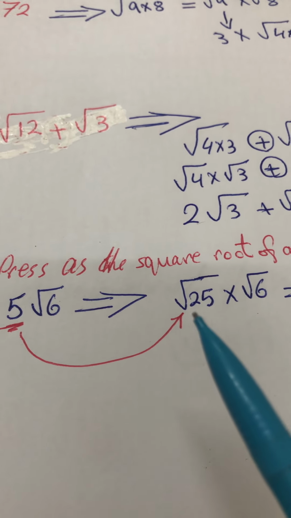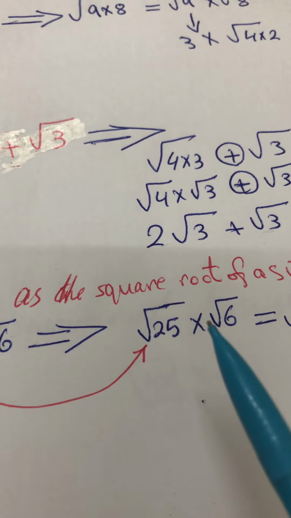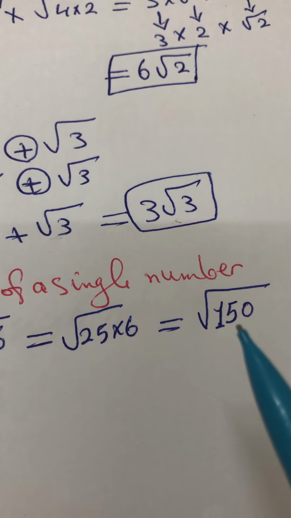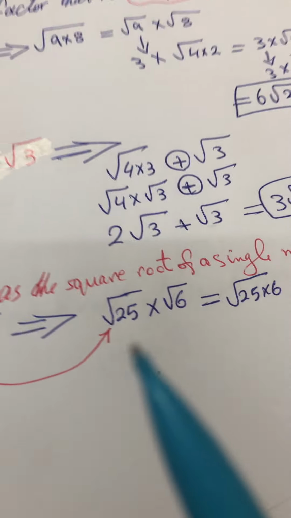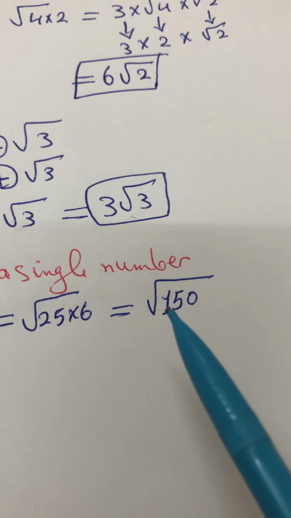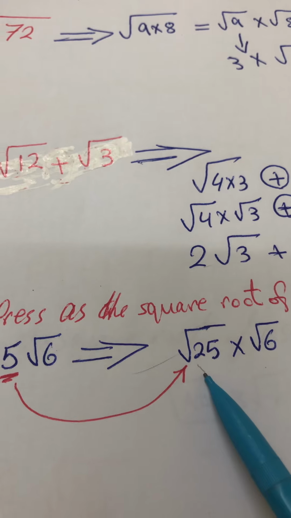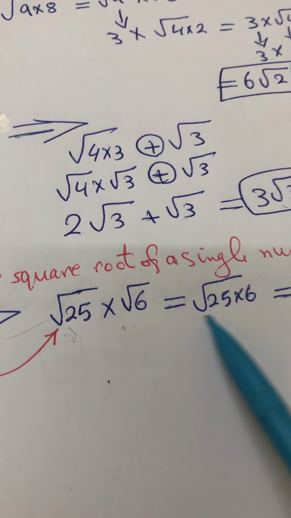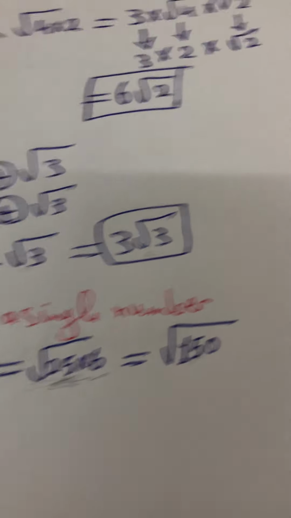So now I have the square root of 25 multiplied by the square root of 6. Can I put them under one square root? Yes, we can. Like this: the square root of 25 times 6 equals the square root of 150. By this way, I express it as the square root of a single number. I change the whole number and the square root into just one single number. So to take 5 under the square root again, it will be 25. And here is the square root of 6. So the square root of 25 times the square root of 6, I can put both of them under one square root, so it equals the square root of 150. Okay.